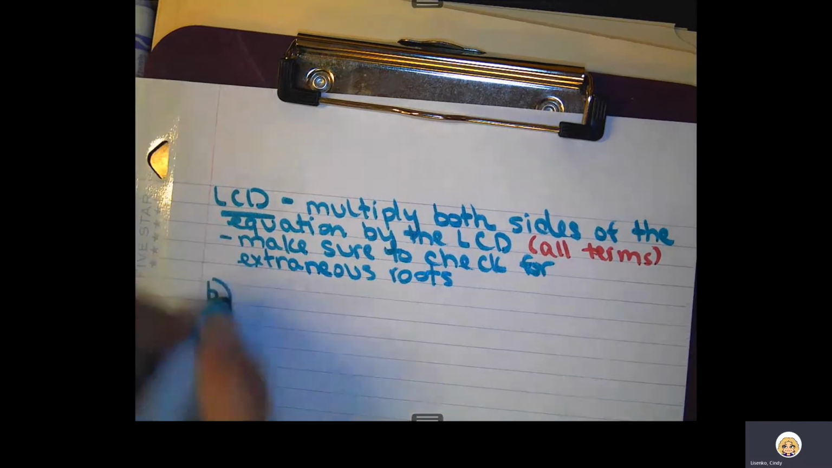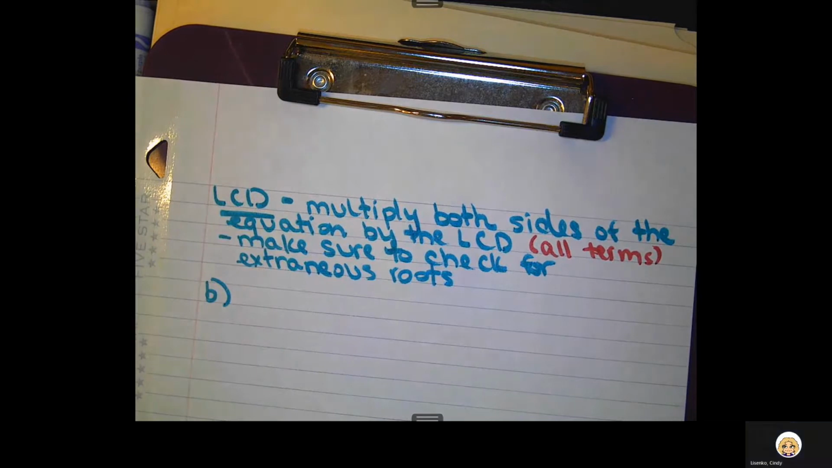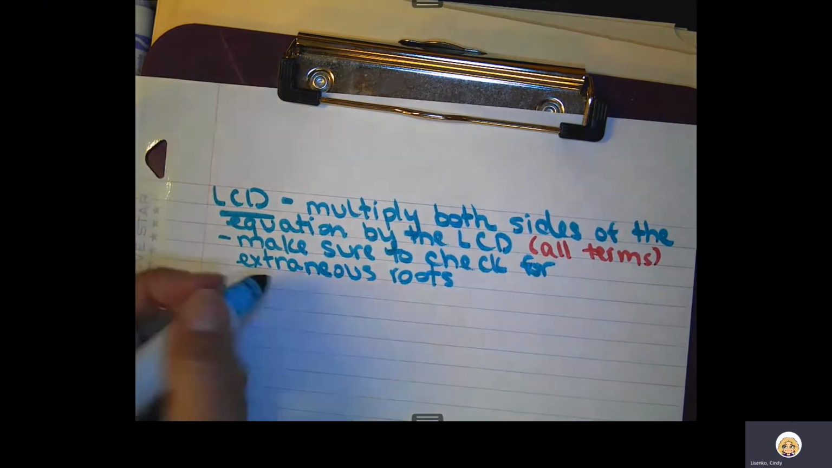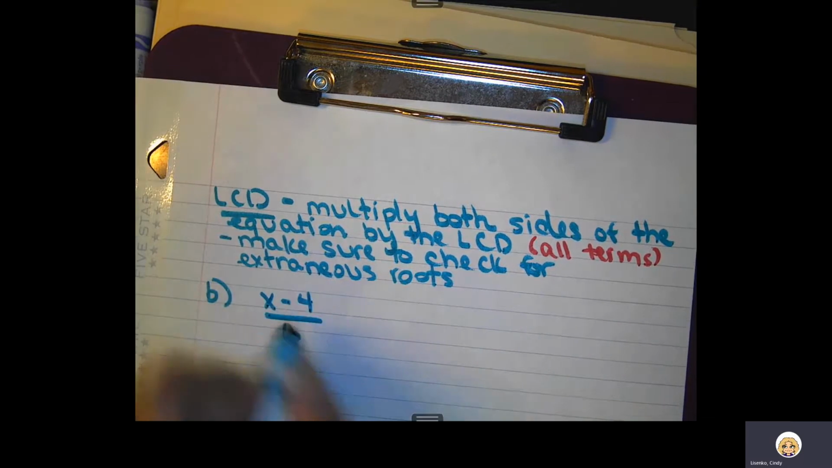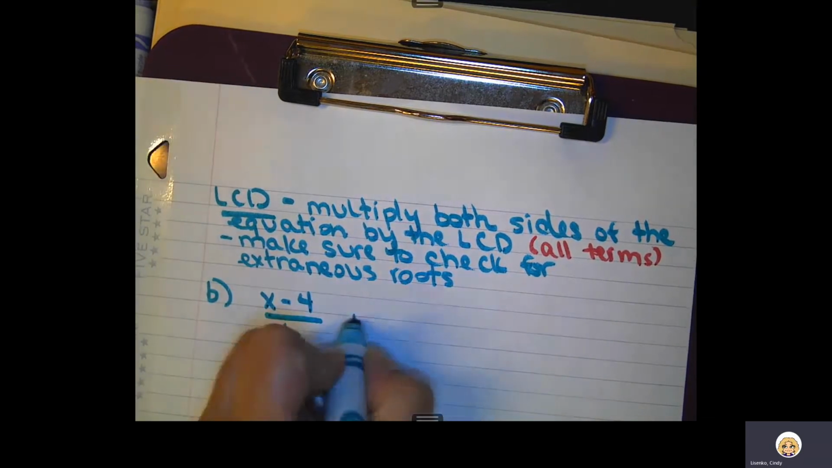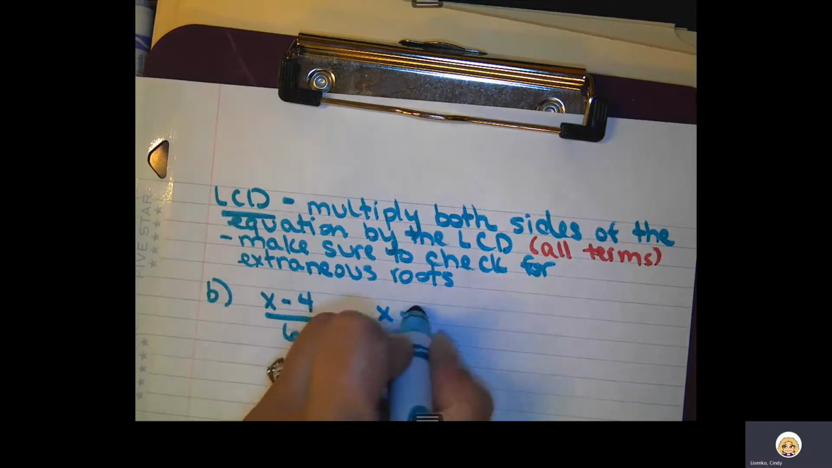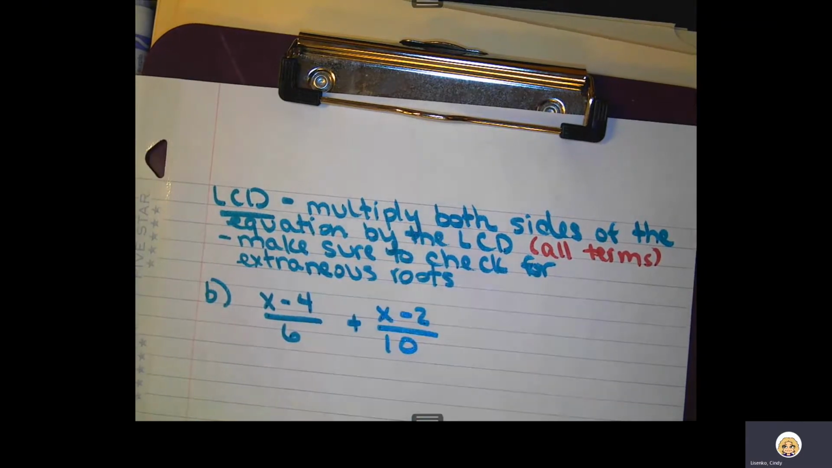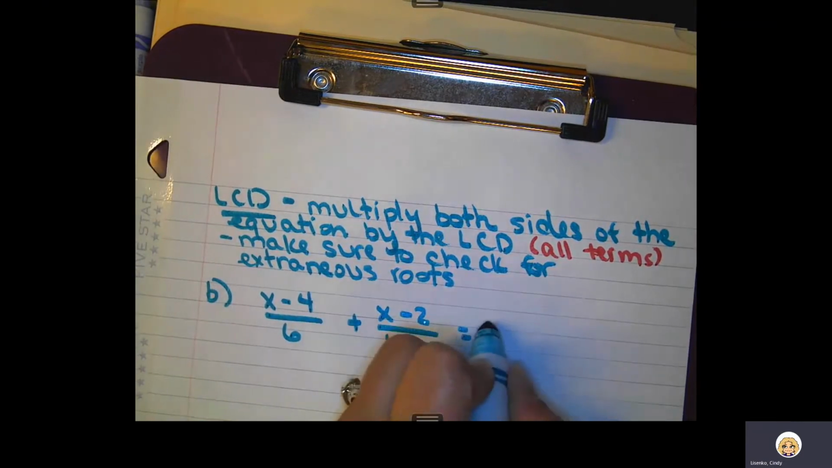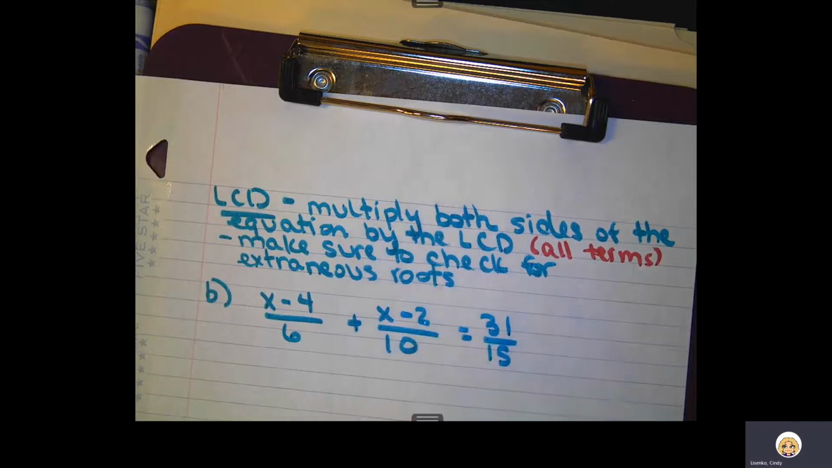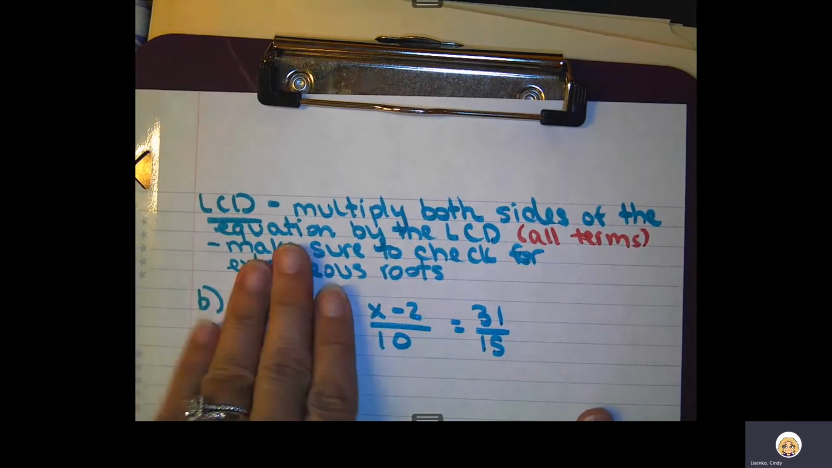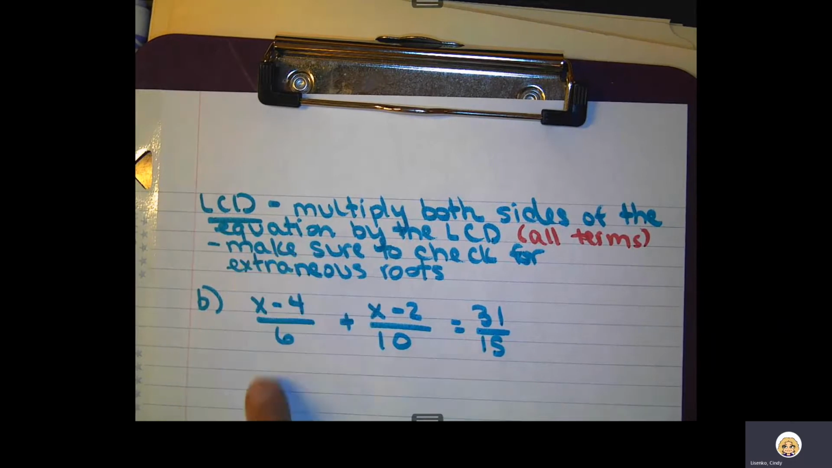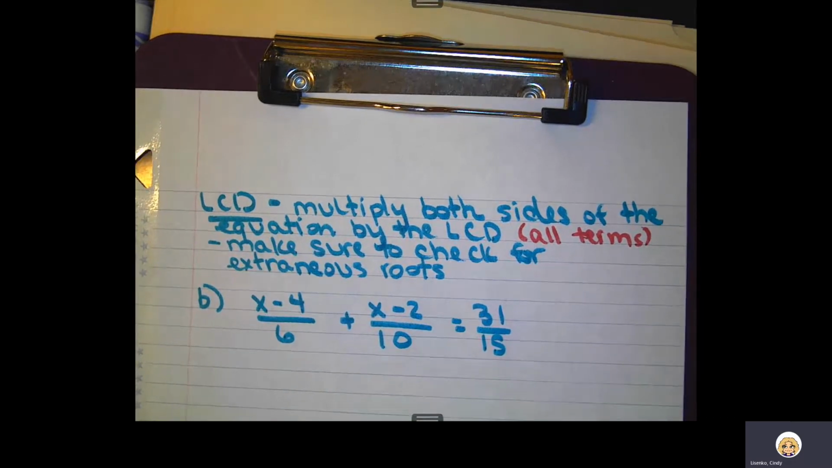So here's example B. So I'm going to have you write the equation, then we're going to separate it just so there's more room. So the equation is, we have a fraction, x minus 4 over 6, plus another fraction, x minus 2 over 10, and then equals another fraction, 31 over 15. We cannot cross multiply on this because we do not have just 2 fractions equal to each other. We have 3 fractions in our equation.